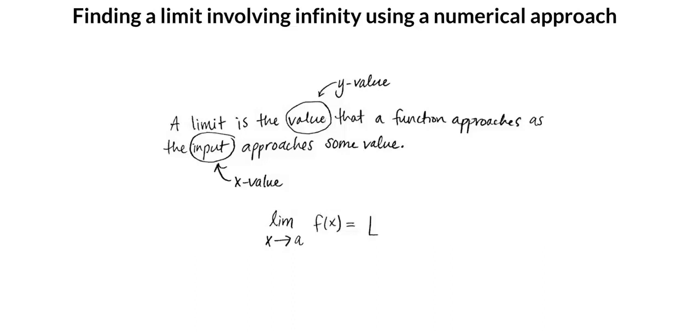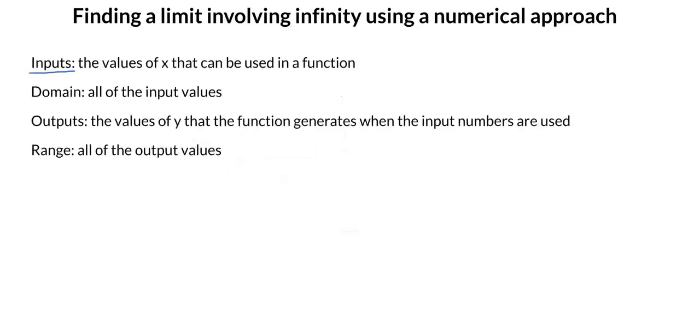output. Let's review some function language from your previous math courses and make sure that you recall the meaning of inputs, outputs, domain, range, in regards to functions. The values of x that can be used in the function are called the inputs. All of the input values taken together are called the domain. The values of y that the function generates when the input numbers are used are called the output numbers. And all of the output values taken together are called the range.